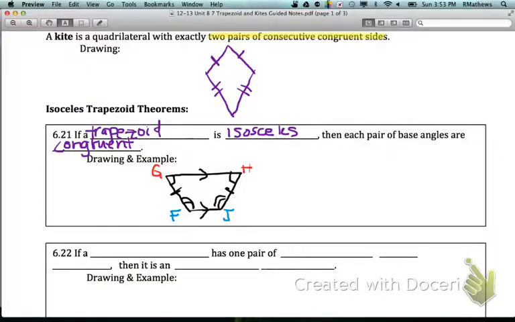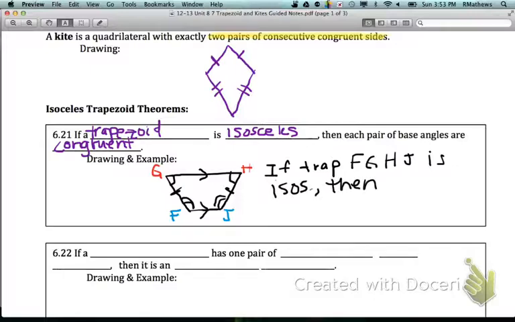And then the way that we would write this would be that if trapezoid FGHJ is isosceles, then we can say that angle G is congruent to angle H, and we would also say that angle F is congruent to angle J, because those are each pairs of base angles. So both sets of angles are called base angles in this. We just pair them up.